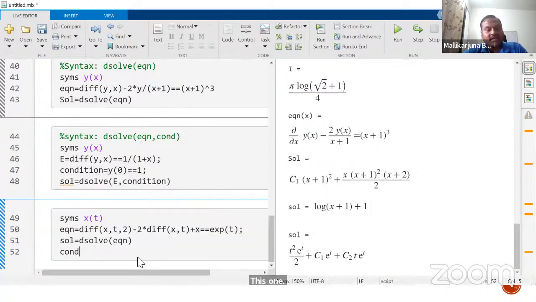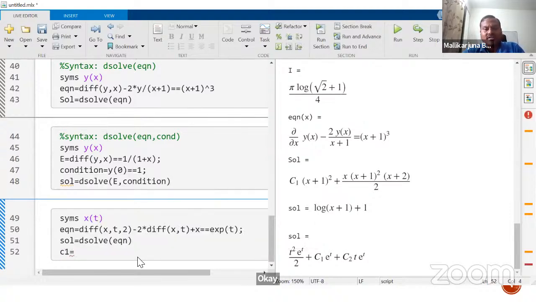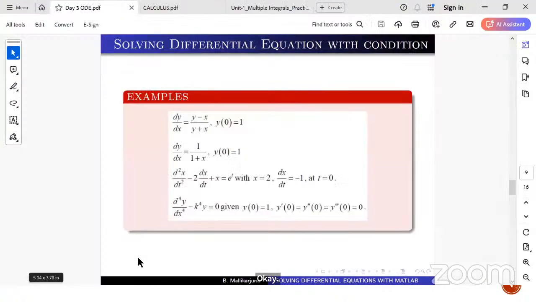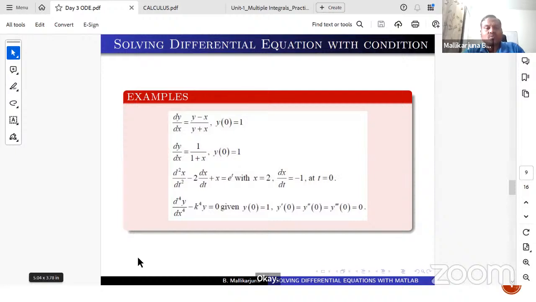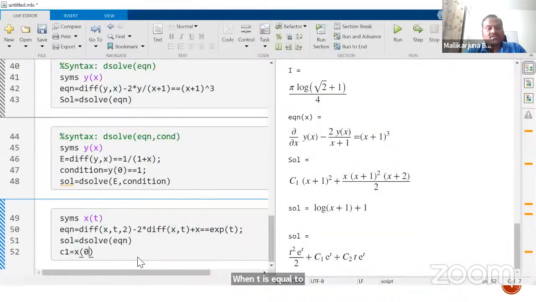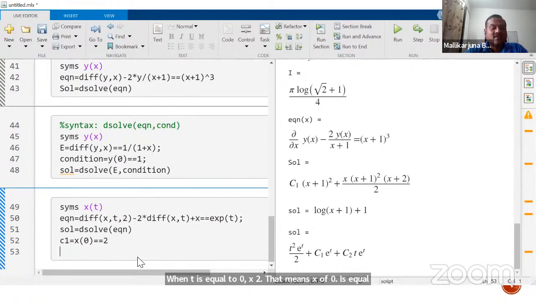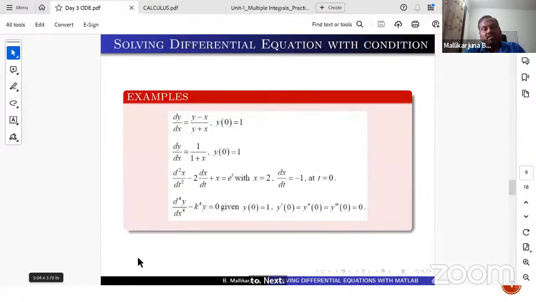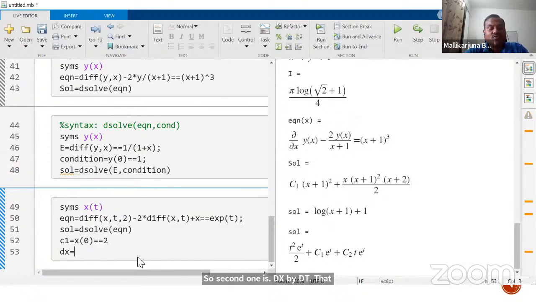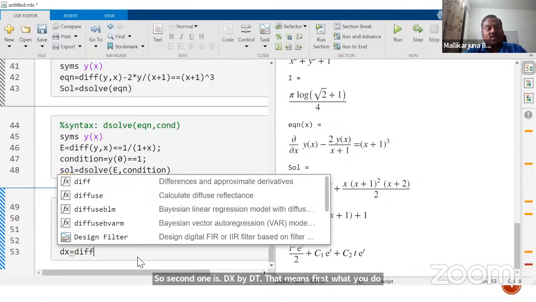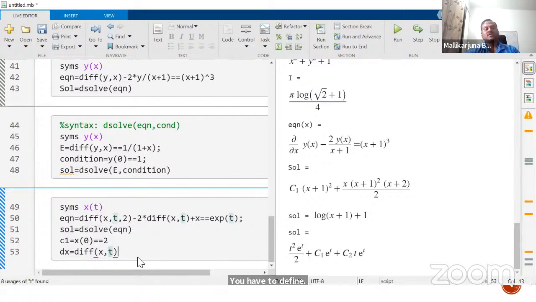Now let me take condition 1, or you can take C1, condition 1. You take any notation. The third problem I am doing, when t is equal to 0, x is 2. That means x of 0 is equal to 2. Next, the second one is dx by dt. That means first you have to define what is the differentiation of x with respect to t, like this. This is important.